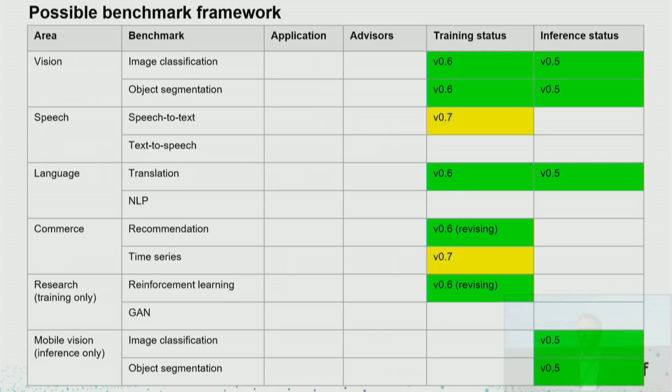So here's what a full framework might start to look like. Again, those 5 areas I presented, plus mobile vision, which isn't really interesting in training, but is interesting in inference. For each of them, we'd like to have on the order of 2 benchmarks, lineup applications and advisors. We are putting this together as I speak, so if you are interested in contributing, now is a good time. You can see where we're covering now with V5 and V6 for training and inference. So we've got some ways to go, but we're building.